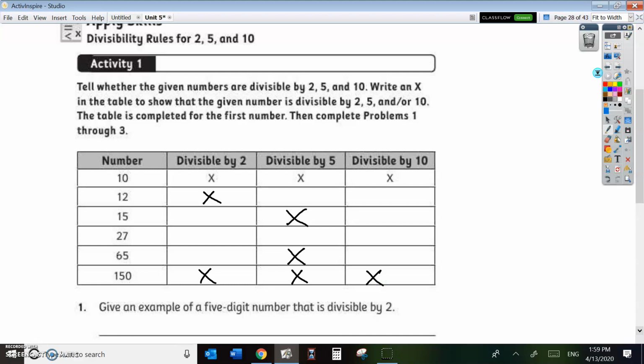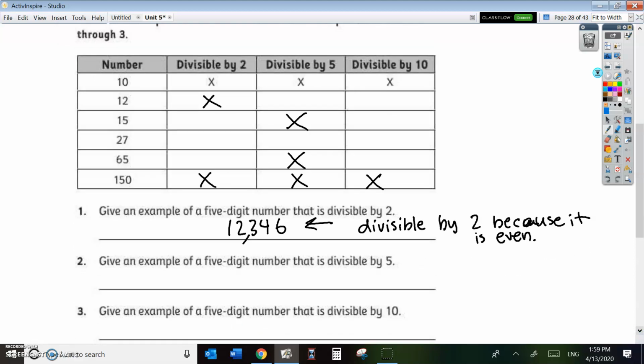Give an example of a 5-digit number that is divisible by 2. 1, 2, 3, 4, 6. So it's divisible by 2 because it is even. 12,346.